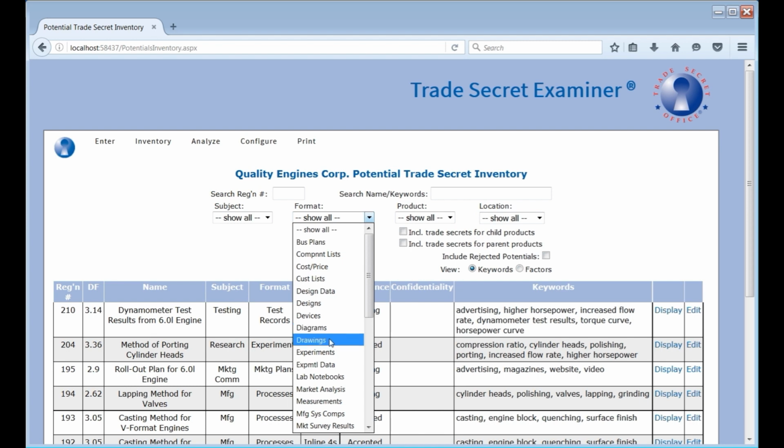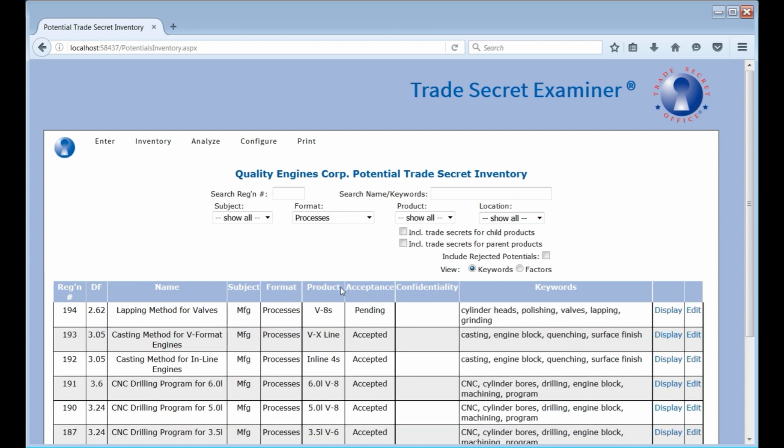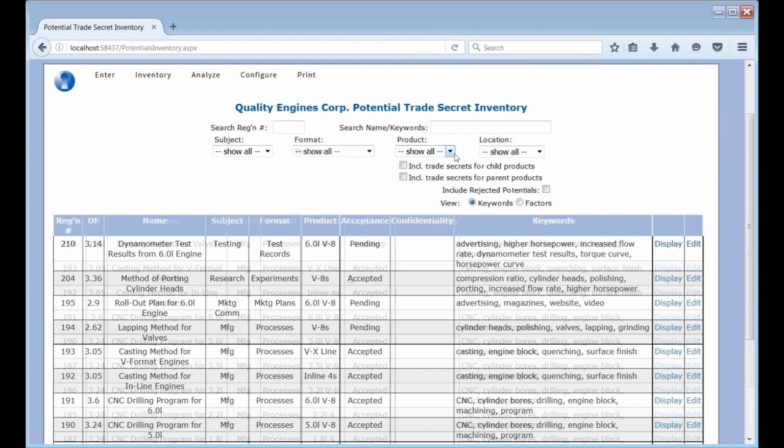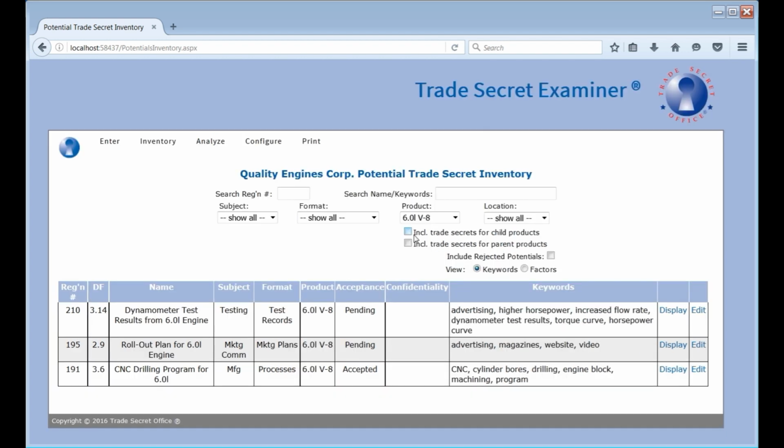And so I can say, well, show me all of the processes. I'm really interested in that right now. And there's all of my processes in the system. I can show which products they apply to. Now, the interesting thing here is I could show all the 6-liter V8 products. So these are all the trade secrets about the 6-liter V8.